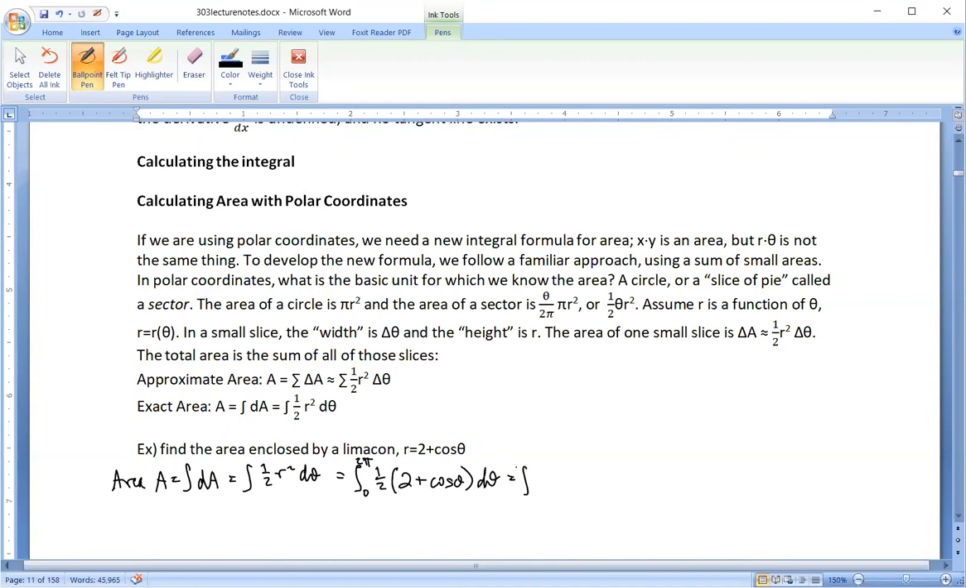So I'm going to take the 1/2 and pull it outside, and I'm just going to expand. Oh, sorry, that was squared. Okay, so 2 plus cosine theta, squared. Sorry, so now I have to square it out. So 4 plus 4 cosine theta plus cosine squared theta, all that d theta.